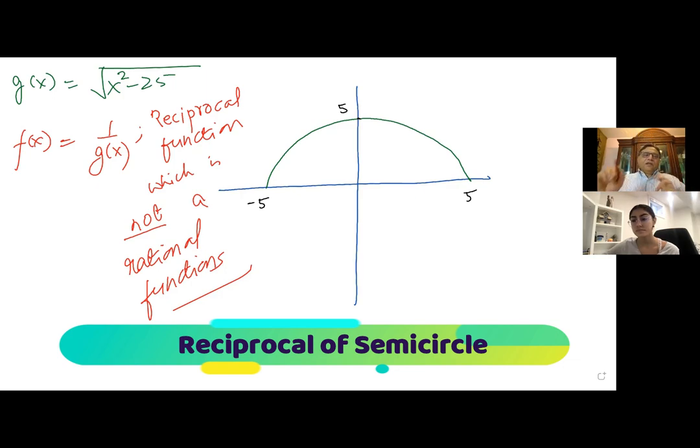Is it okay? Yes. Now, how do you sketch the reciprocal of this function which is drawn on the graph? Tell me. So the reciprocal function of g of x is 1 over the square root of x squared minus 25. Oh, sorry, I wrote the other one. 25 minus x squared. Yeah, sorry for that.